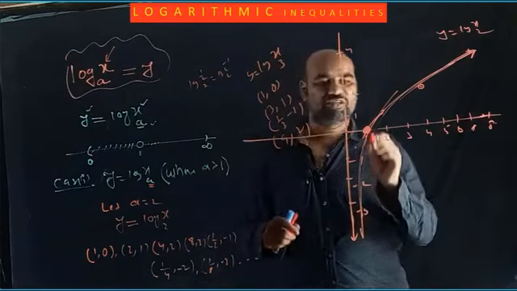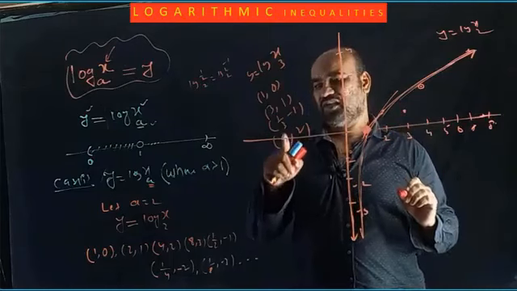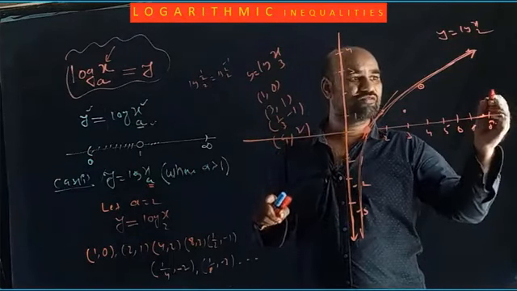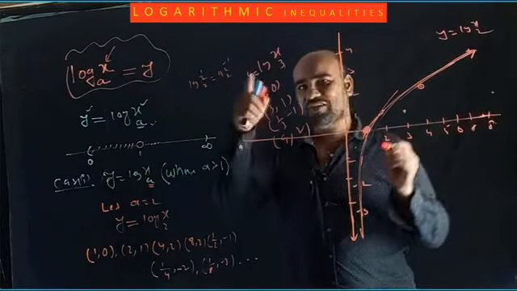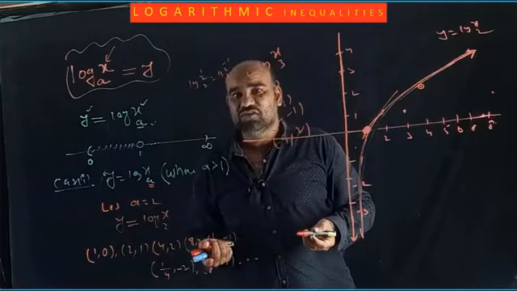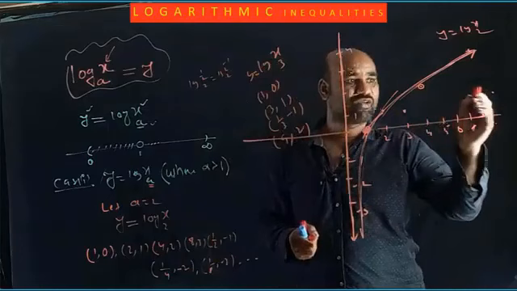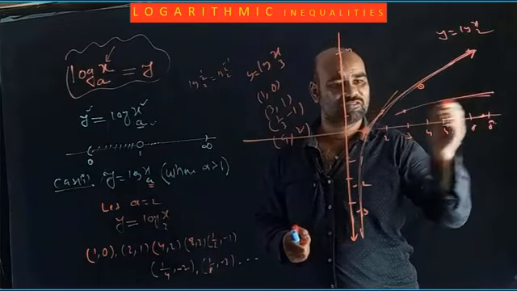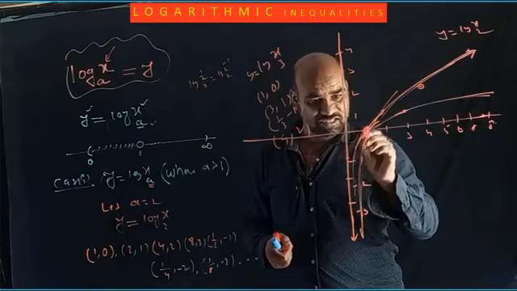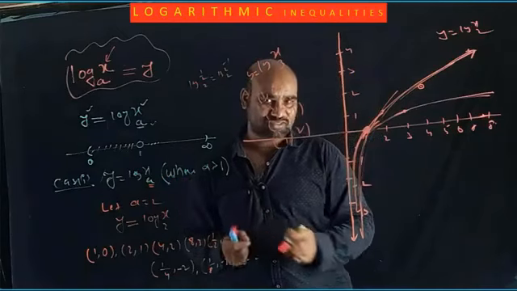Okay, (1, 0) here only. (3, 1) somewhere here. Next (9, 2), somewhere here. What happened? If you take all positive x values, you get all y values, infinitely many ordered pairs. Plot all those ordered pairs on the coordinate plane, and your graph will be like this. Important thing is this line never touches the y-axis, but gets nearer to the y-axis.